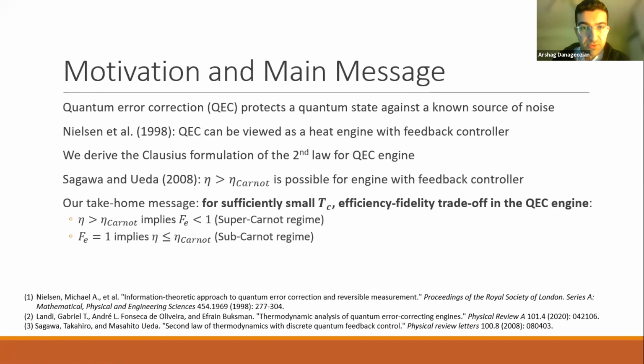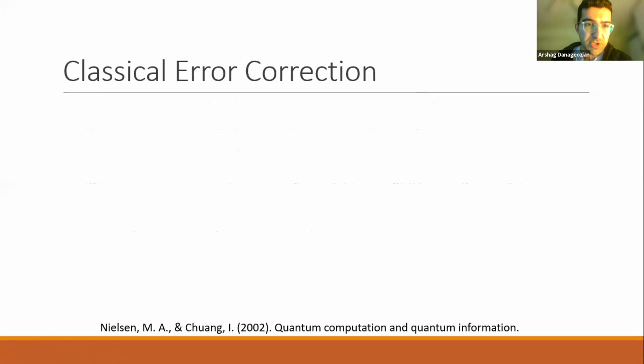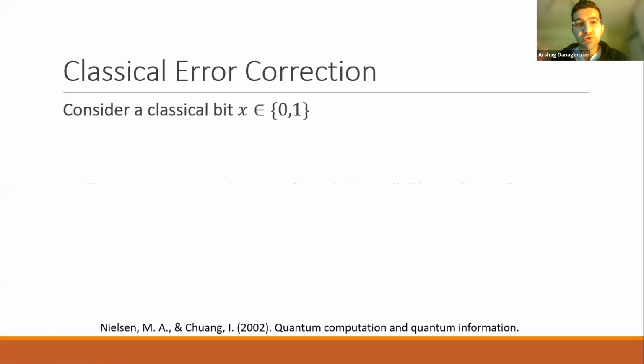So with this said, let me move ahead and give you a very basic and pedagogical introduction into quantum error correction, because that's going to be relevant. Okay, so let's start with the classical version. Assume that you're given a classical bit, right? So it can be either in the state 0 or the state 1.